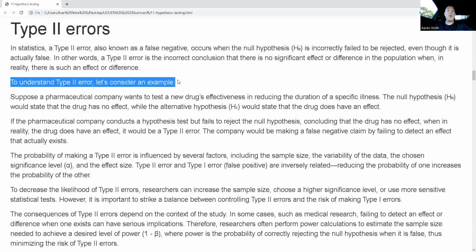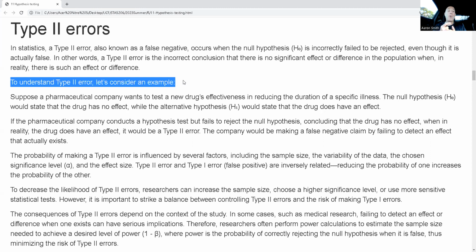Suppose a pharmaceutical company wants to test a new drug's effectiveness in reducing the duration of a specific illness. The null hypothesis would state that the drug has no effect, while the alternative would state that the drug does have an effect. If the pharmaceutical company concludes a hypothesis test but fails to reject the null hypothesis, concluding that the drug has no effect, when in reality the drug does have an effect, they would have made a type 2 error. The company would be making a false negative claim by failing to reject an effect when it actually exists.